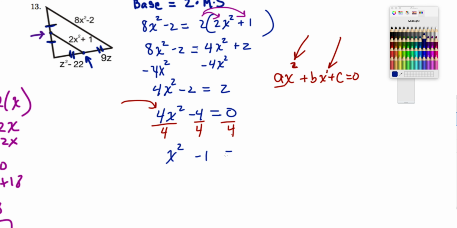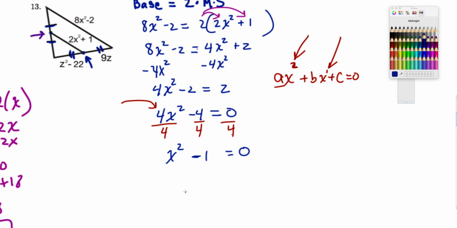Now, this is the difference of squares. Difference meaning subtracting, and perfect squares, right? So x squared is a perfect square, and 1 is a perfect square.